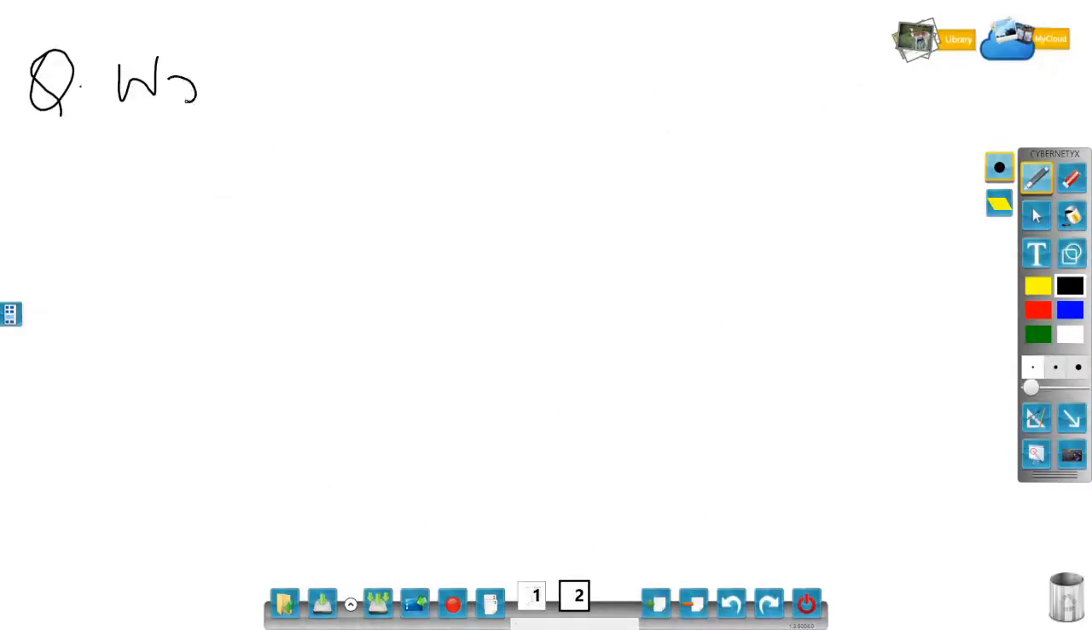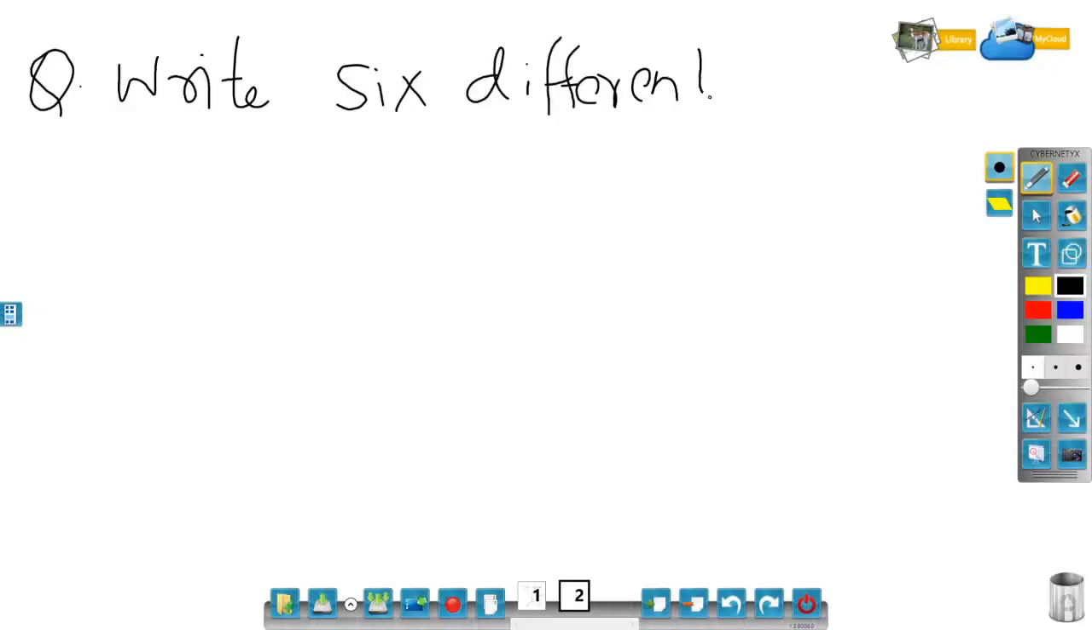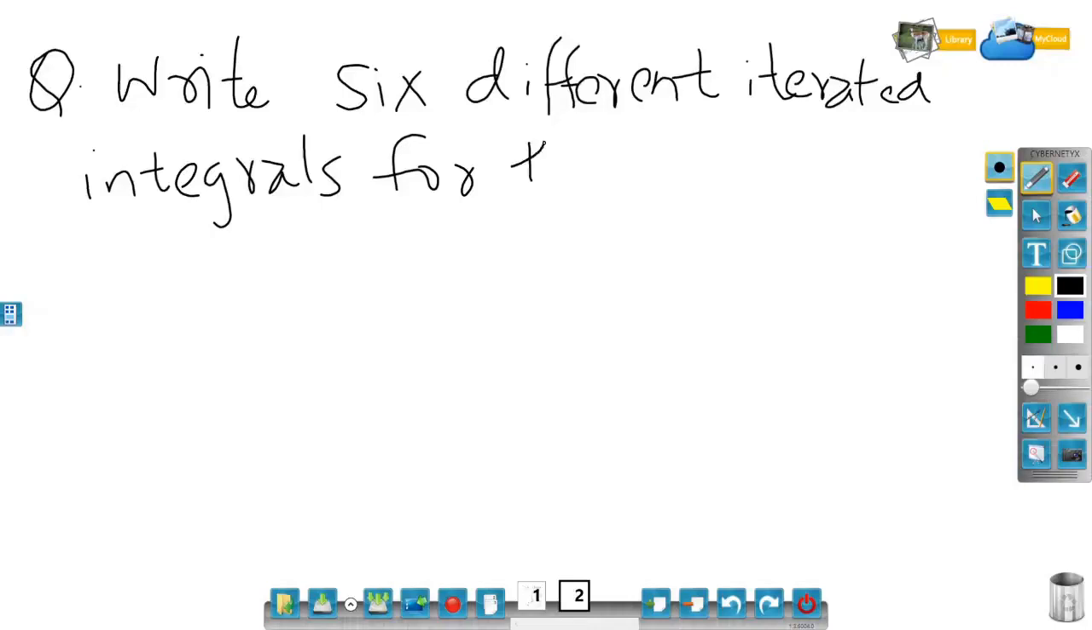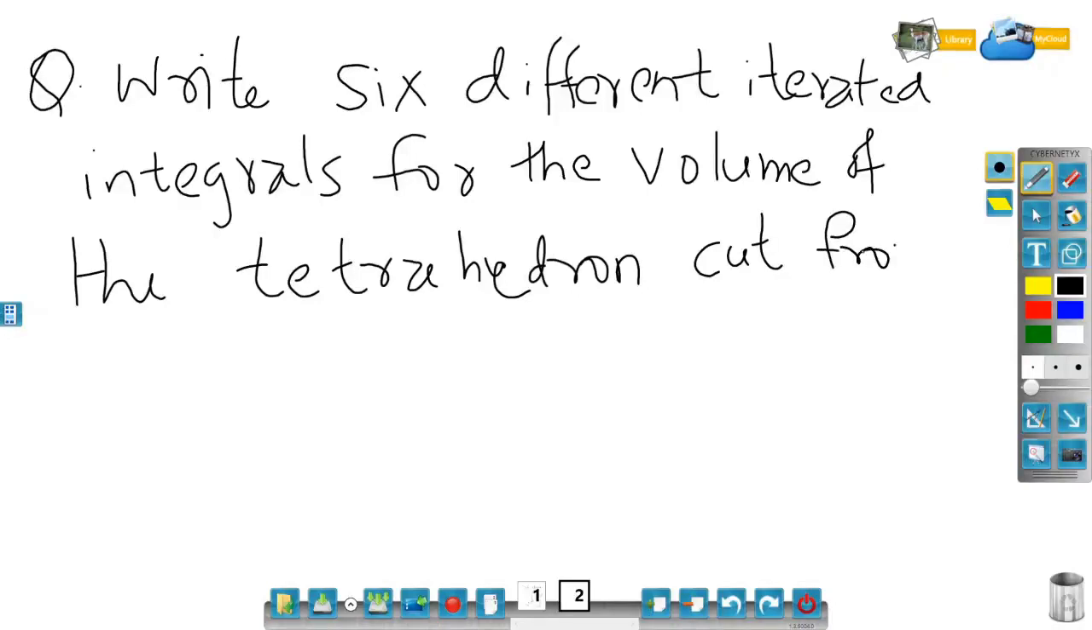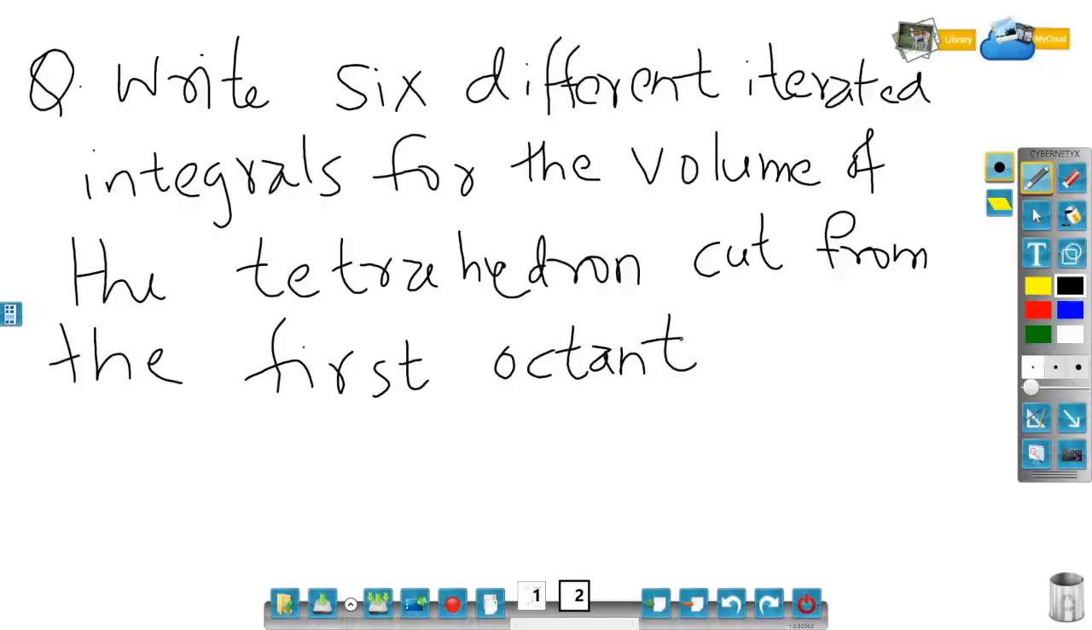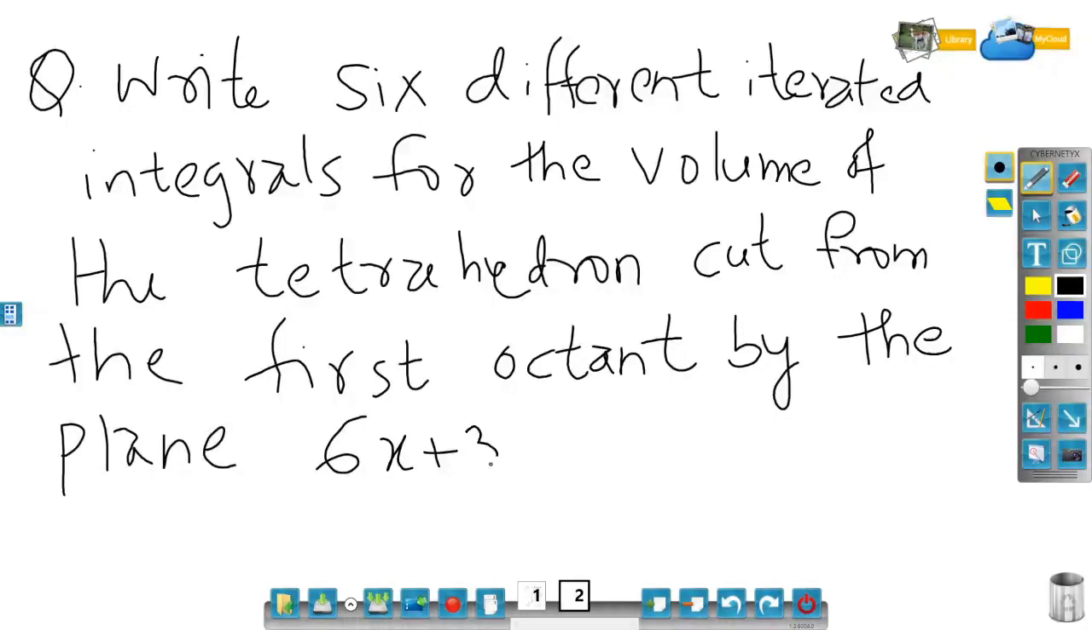Question is as follows: write 6 different iterated integrals for the volume of the tetrahedron cut from the first octant by the plane x plus 3y plus 2z is equal to 6, and evaluate any one of these.